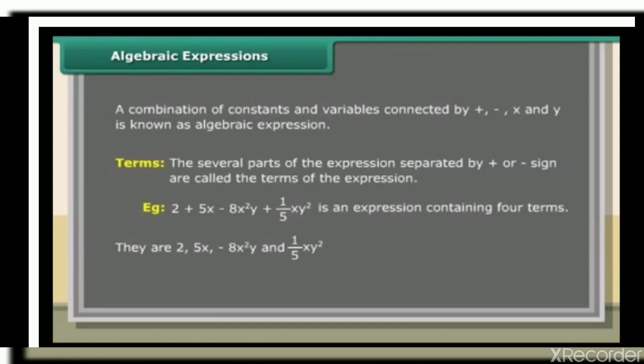So, a combination of constants and variables connected by mathematical operations such as addition, subtraction, multiplication, and division is known as an algebraic expression. Terms. The several parts of the expression separated by plus or minus sign are called the terms of the expression. Example, 2 plus 5x minus 8x square y plus 1 upon 5xy square is an expression containing 4 terms, and the terms are 2, 5x, minus 8x square y and 1 upon 5xy square.